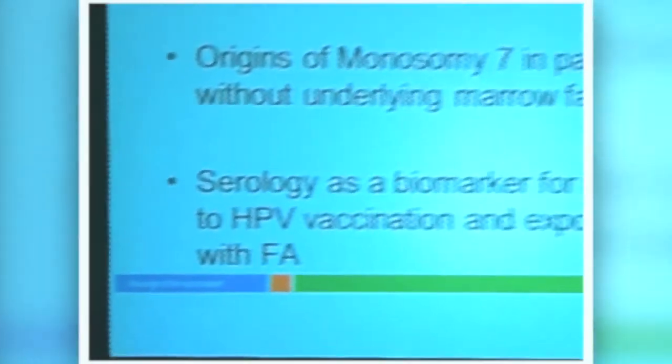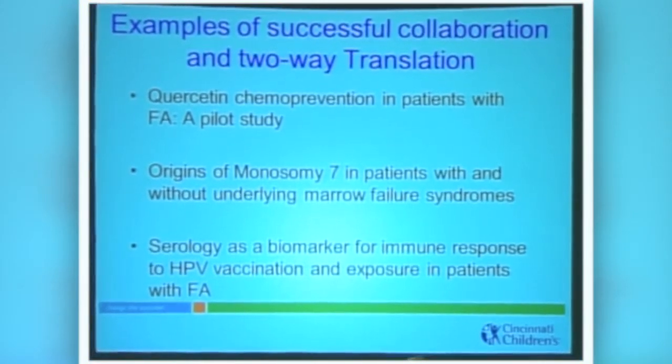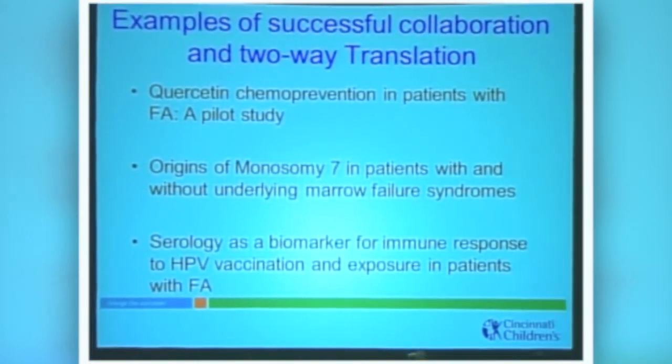These collaborations, and I'm just giving you an example, have truly led to some meaningful outcomes. It's not just a triangle that looks pretty on the slide. It actually has affected the patients. To give you an example, I told you about Kishan Peng. Quercetin, we have a study now, as I told you, of an antioxidant based directly on Kishan's data in mice. We have a phase 1 study, which is actually federally funded, which is great. We are also looking at origins of monosomy 7 in patients with and without marrow failure.